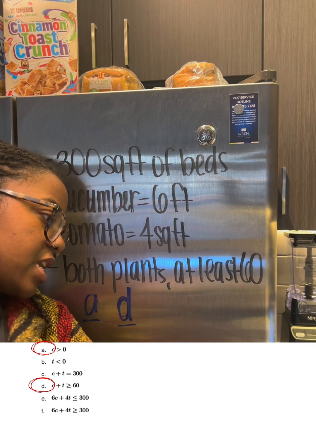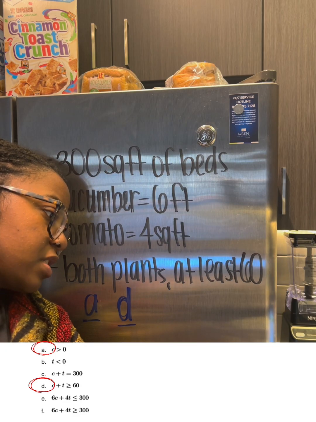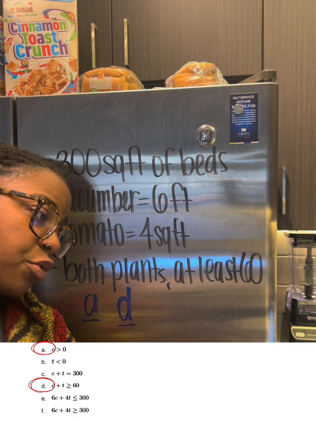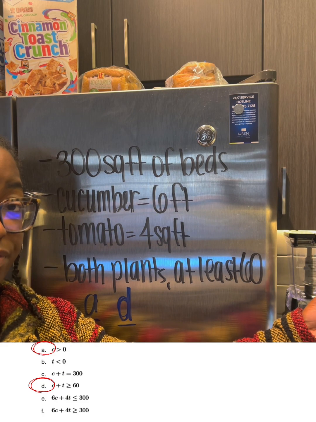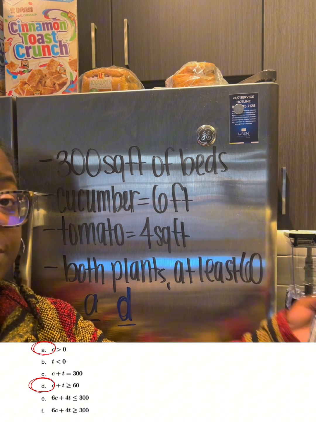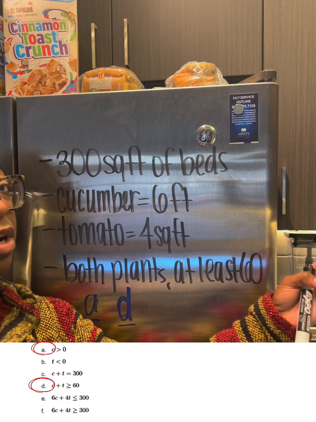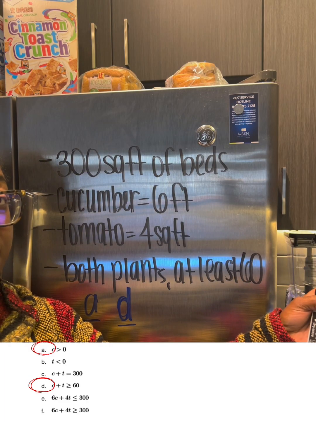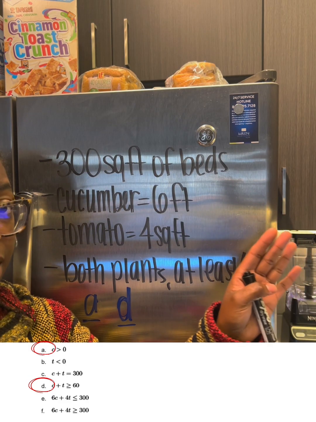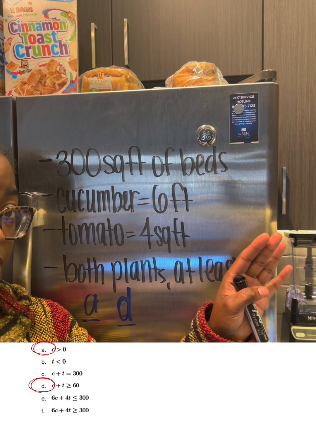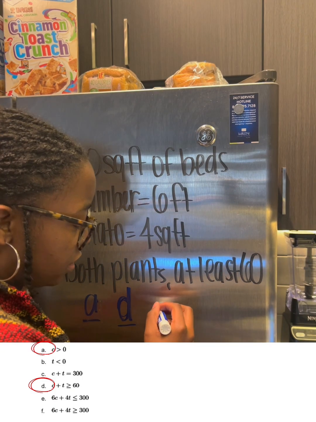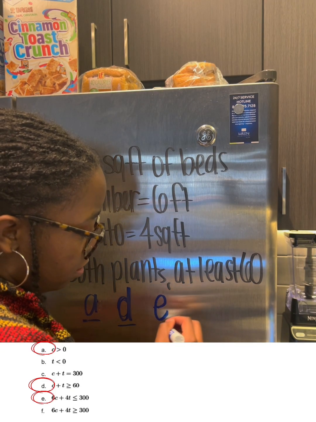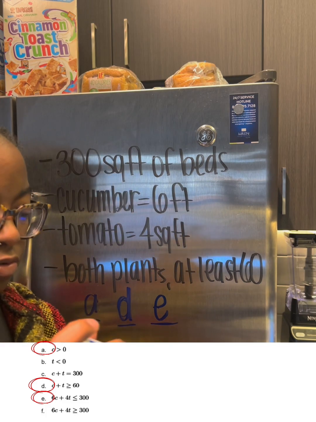And then E says 6C plus 4T. The club has 300 square feet of planting beds. So if they have a total of 300 square feet, do we have to plant 300? No, we don't have to plant on the whole 300 square feet. But we sure ain't got enough space to go over 300 square feet. So it can be less than or equal to. So E is correct. E, respuesta correcta.